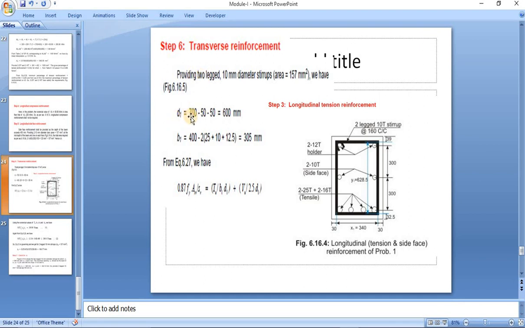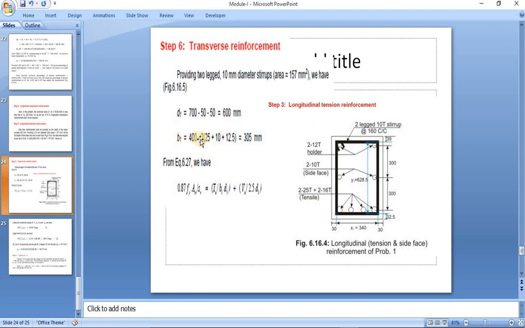So d1 is equal to 700 minus 50 minus 50. You can see 700 is the total depth. In that, cover and half of the diameter of the bar should be subtracted. So minus 50 on both the sides we are doing, and we are getting 600 mm.